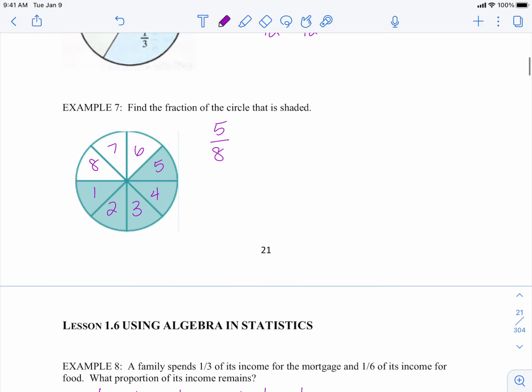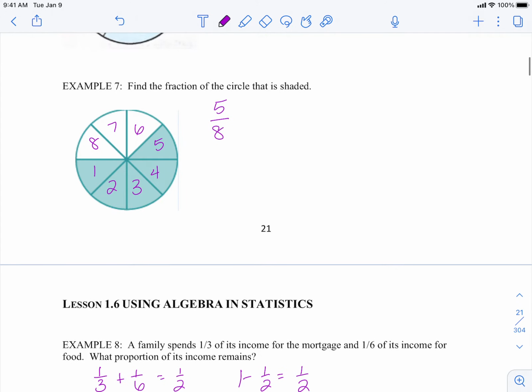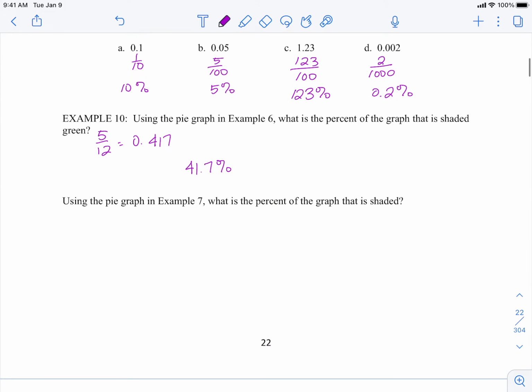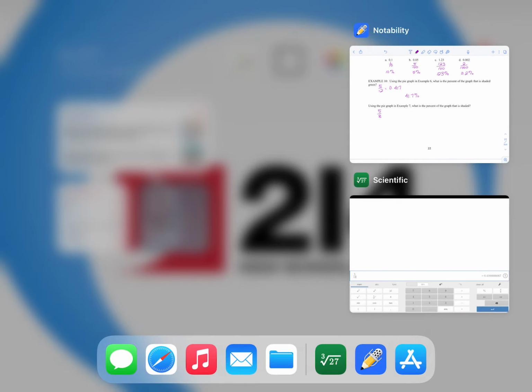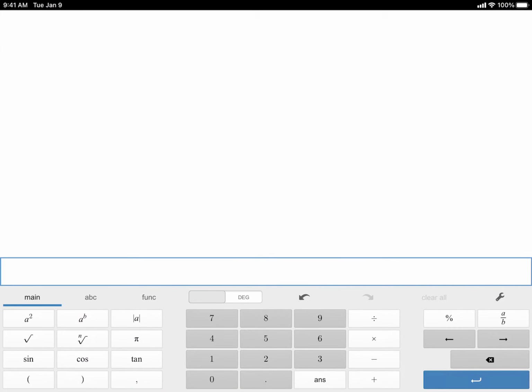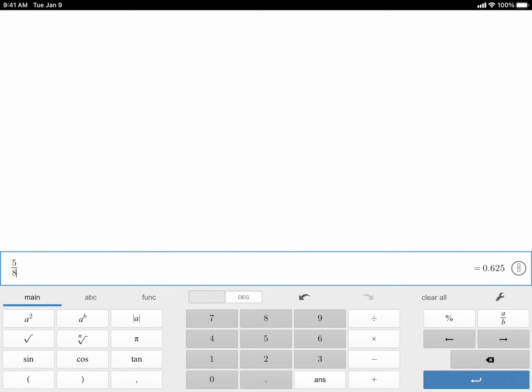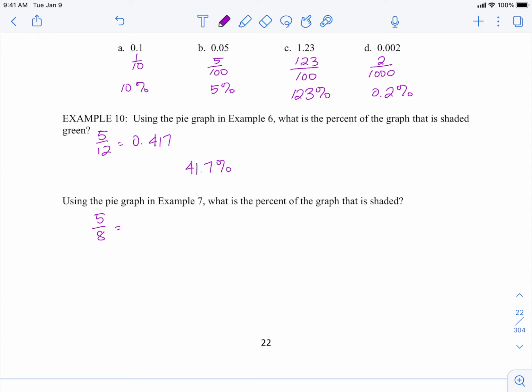Using our pie graph in example 7, what percent of the graph is shaded? So this pie graph, we have 5/8 is shaded. So we're going to do the same thing. 5/8, if I write it as a decimal, it's 0.625, which is 62.5%.